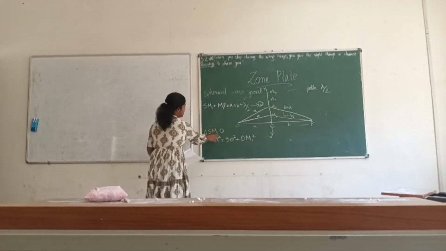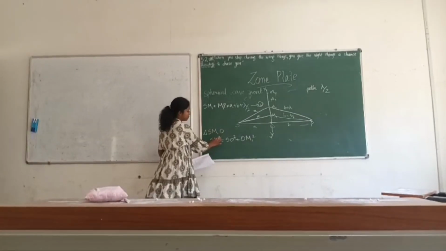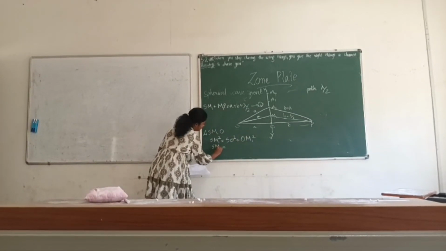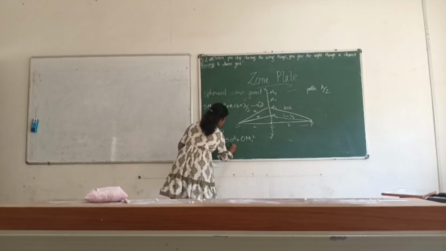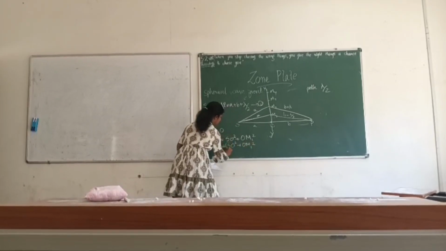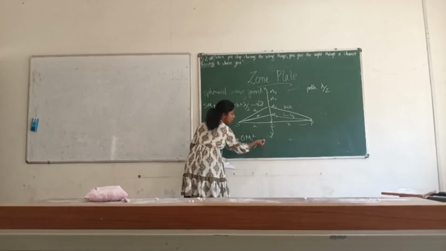On rearranging this equation, we have to find SM1. So we take this to the other side. SM1 is equal to (SO square plus OM1 square) raised to 1 by 2.